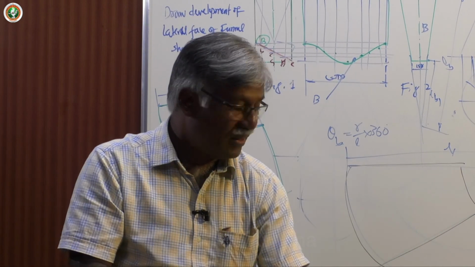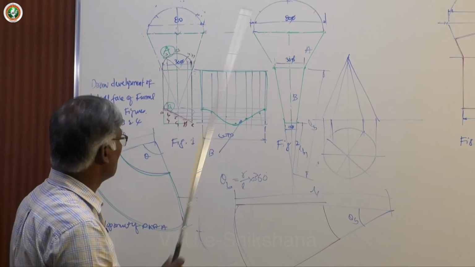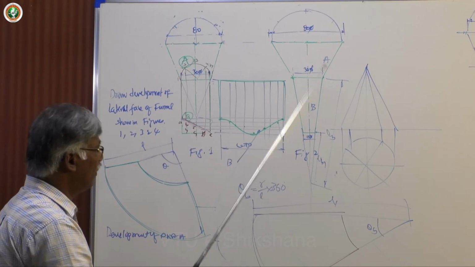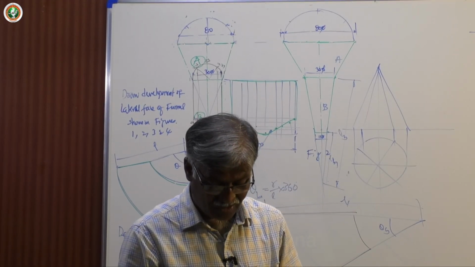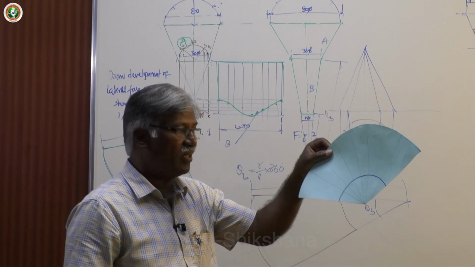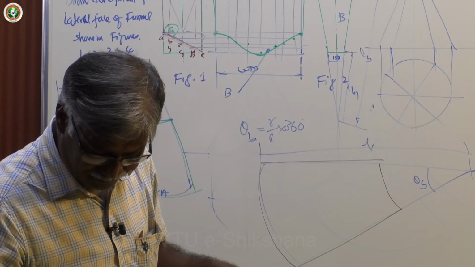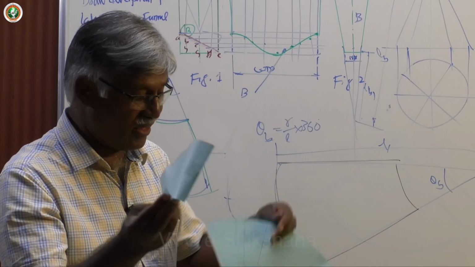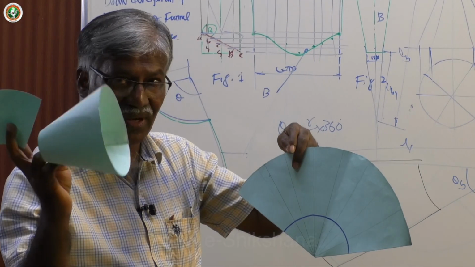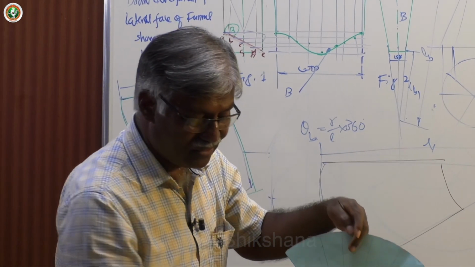Now this is part 1, same type, and part 2. Now I will just give the explanation. So this is part 1 development, this portion is to be removed and you get this one. This is the first part assembled and fixed, and this is the second part fixed.